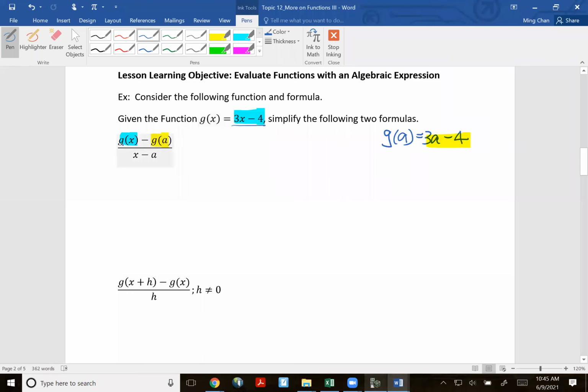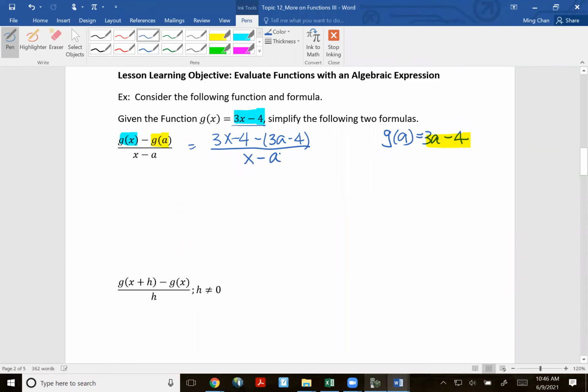So g of x is 3x minus 4. Now we're subtracting g of a. g of a is this. There are two terms representing one g of a, so we put them in parentheses. The whole thing is still over x minus a.